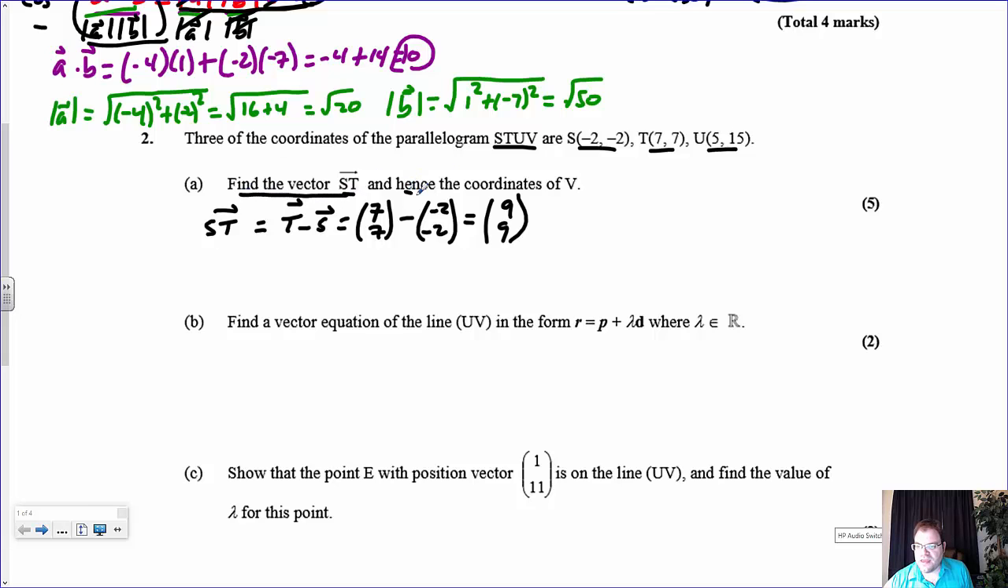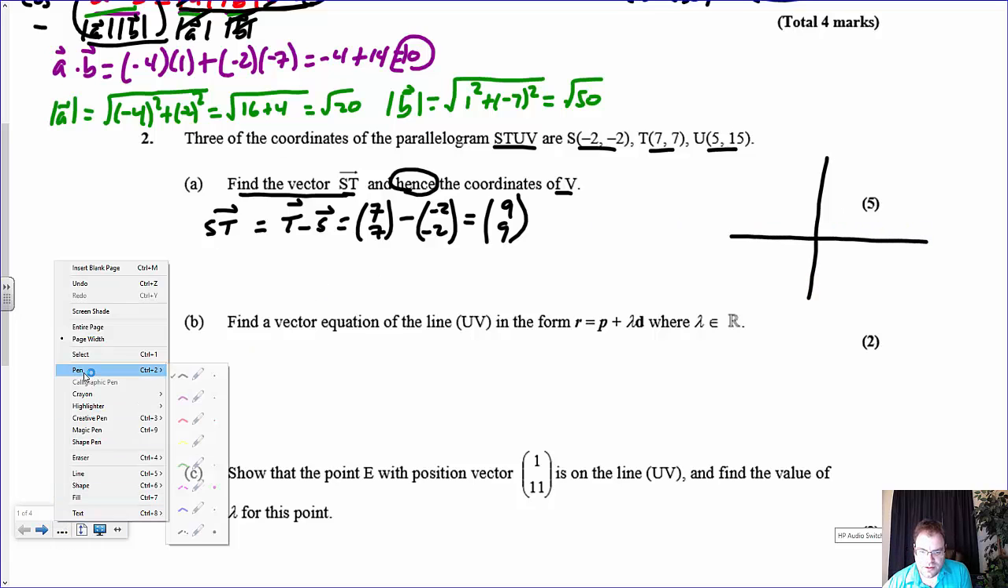Now, the hence part means find the coordinates of V. This requires a little bit of intuition. If I were to sketch a graph of what's happening here, let's put some points down.